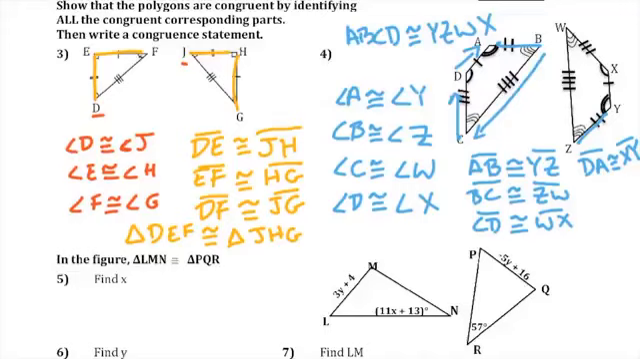So if I go A, B, C, D, it has to go Y, Z, W, X.